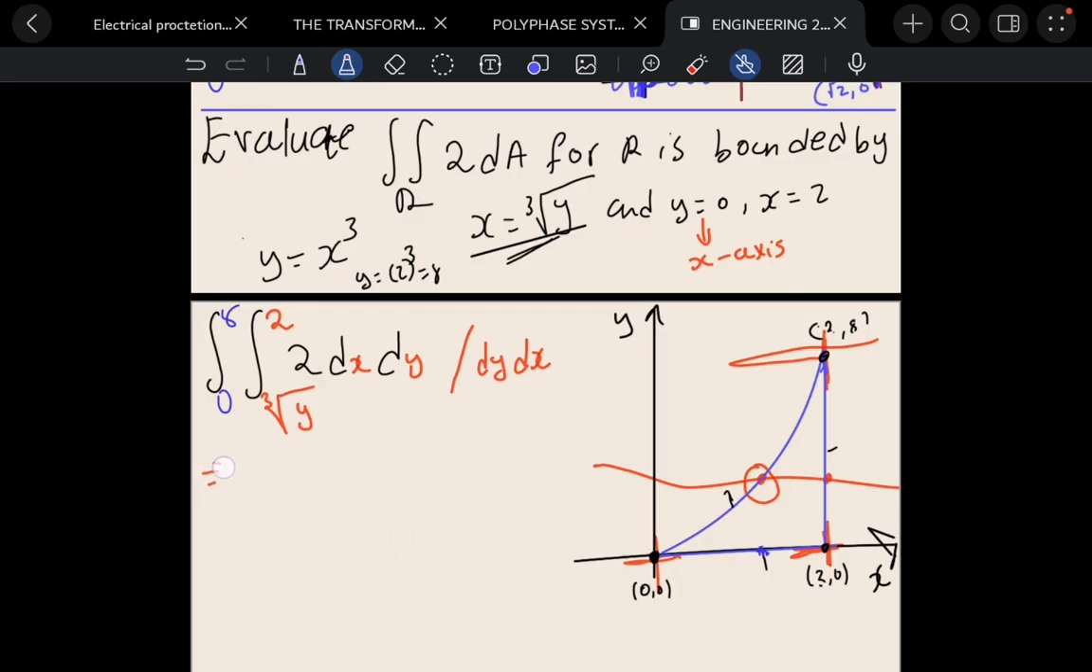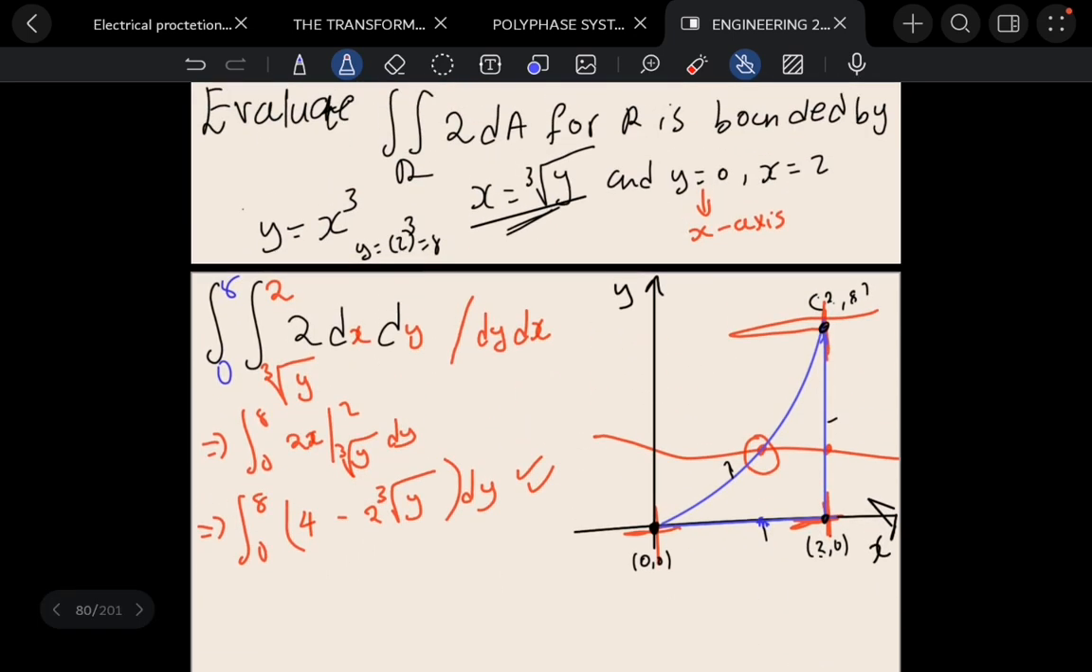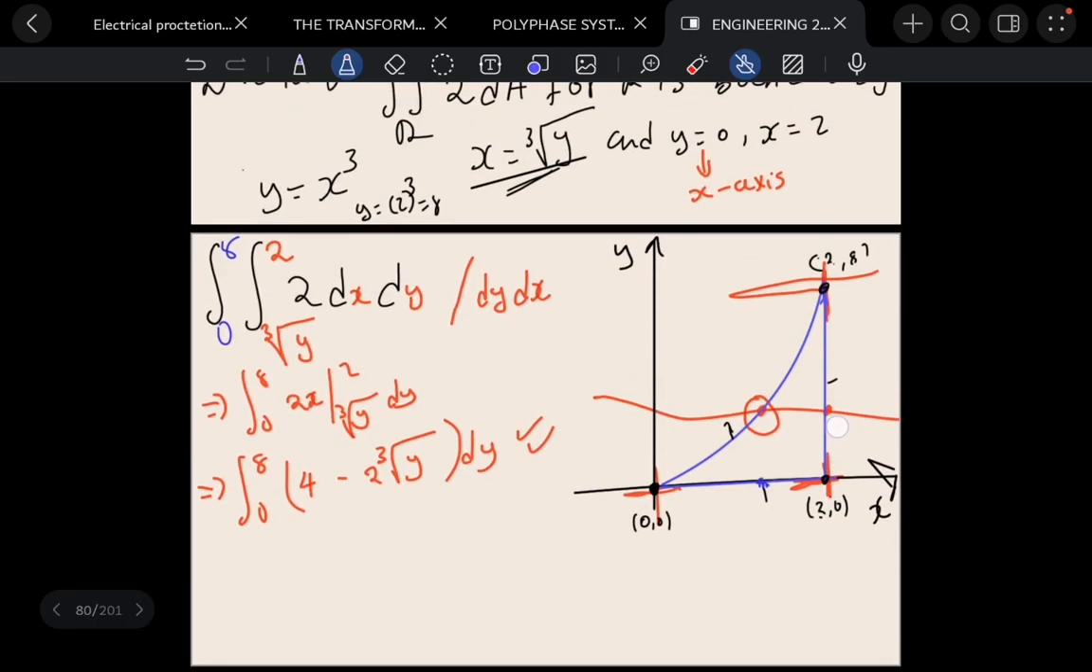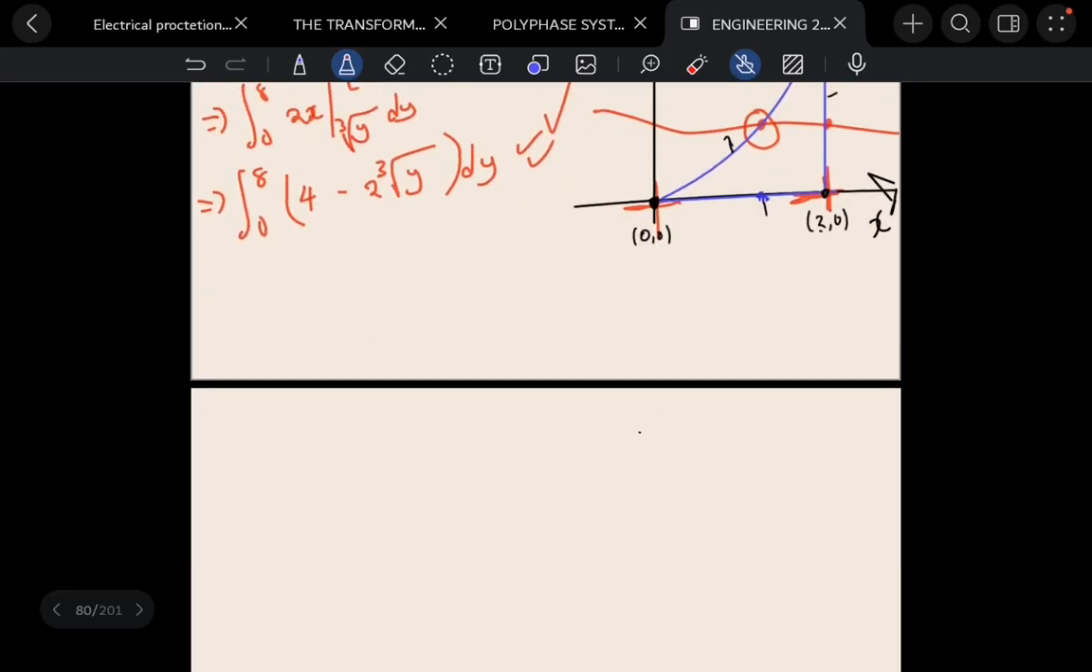Turns out that I'm going to have the integral from 0 to 8 of 2 times x between the cubic root of y and 2, dy, which is 4 minus 2 times the cubic root of y. Now at this point you can just plug this into your calculator. Just know that we do not want your calculations here. We want the setup and we want the answer. The calculations do not matter, really.